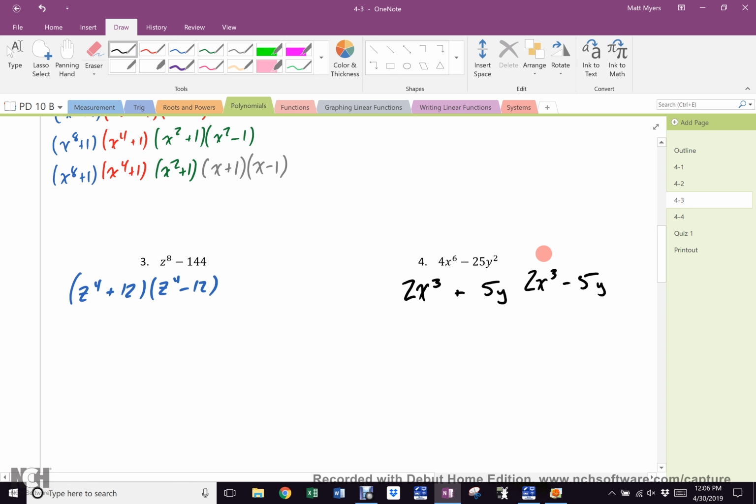So what do we do? Does anything change? No, because this is a perfect square, isn't it? Because this is 2x cubed times 2x cubed to get 4x to the 6th. This is 5y times 5y.